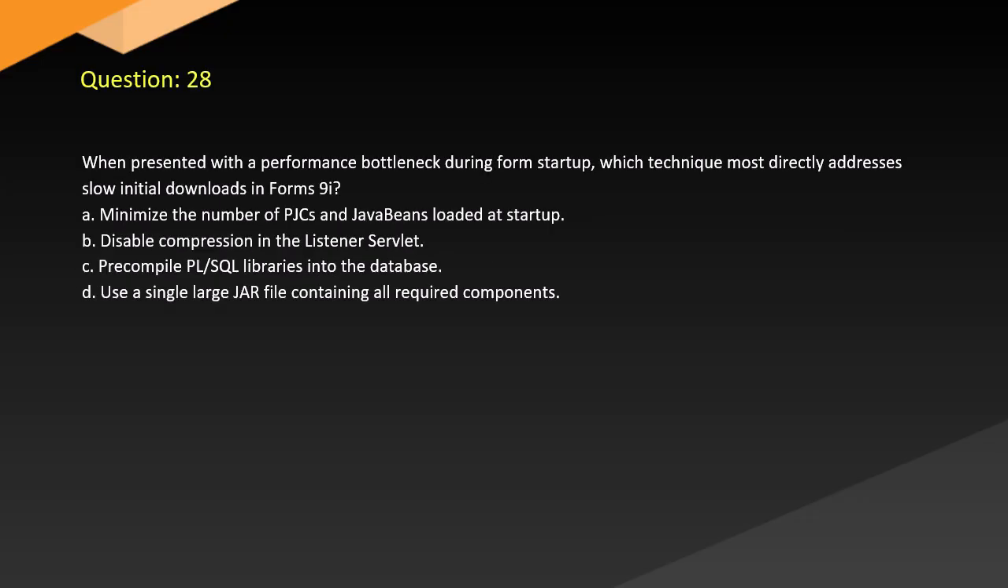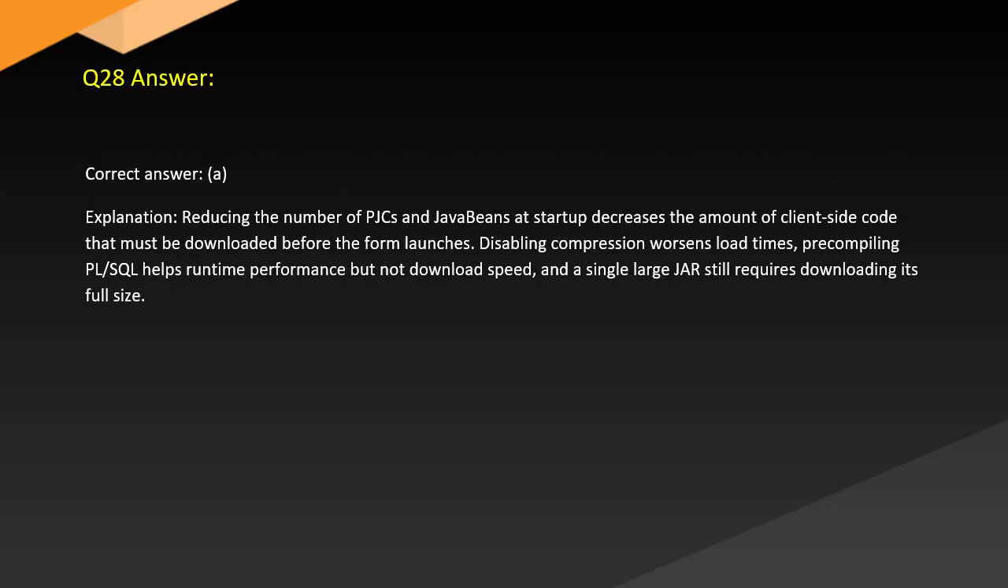Question 28. When presented with a performance bottleneck during Forms startup, which technique most directly addresses slow initial downloads in Forms9i? A. Minimize the number of PJCs and Java beans loaded at startup. B. Disable compression in the listener servlet. C. Pre-compile SQL libraries into the database. D. Use a single large jar file containing all required components.